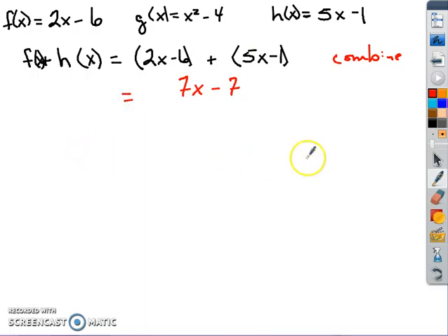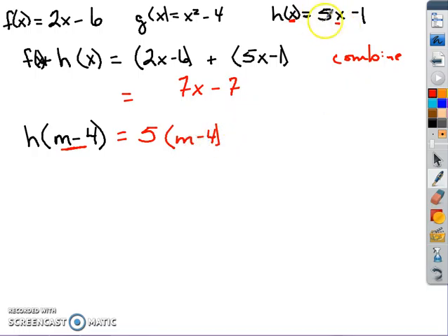If it's written such as, let's find h of m minus 4. So I know I'm talking about Henry's function, and wherever there's an x, I'm going to put the m minus 4. So right here. So this would be 5 times m minus 4. Instead of saying 5 times x, I'm putting the m minus 4, minus 1.